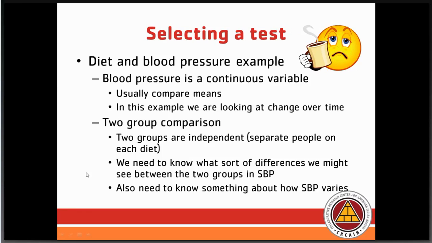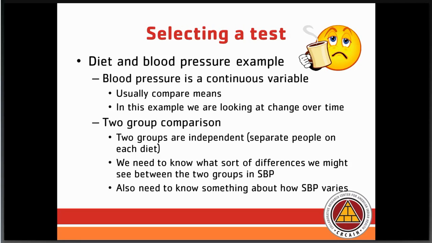So now we're going to go back to our example a little bit and talk about how we select a test and how we get data for that test. So again, we're looking at diet, specifically coffee on blood pressure. The one thing to note is that blood pressure in this example is a continuous variable. So we're going to look at means between two groups in differences in blood pressure.